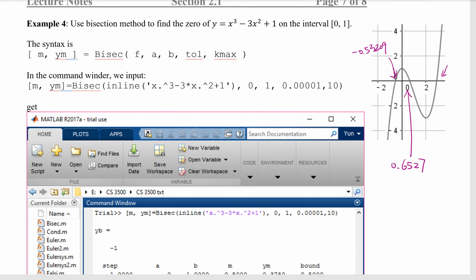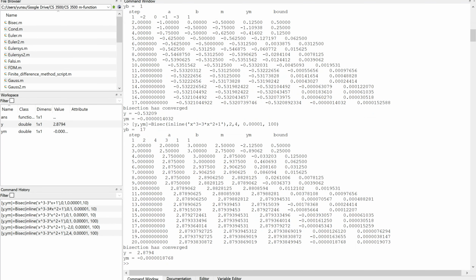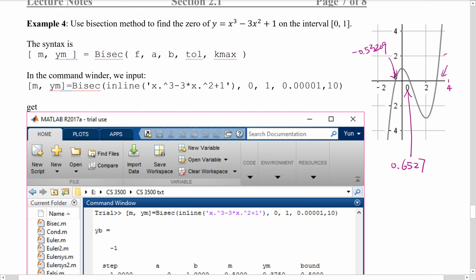This root is between 2 and 4, I would say. So see, 4 is like here. So let's do it. We go up and change from 2 to 4. And then the estimated zero is 2.8794. So now we have found the 3 roots. So far so good, everybody.